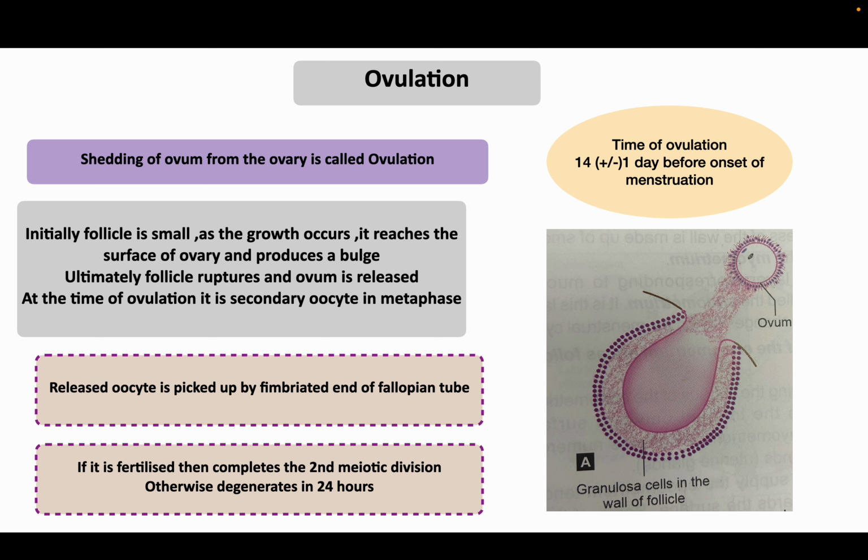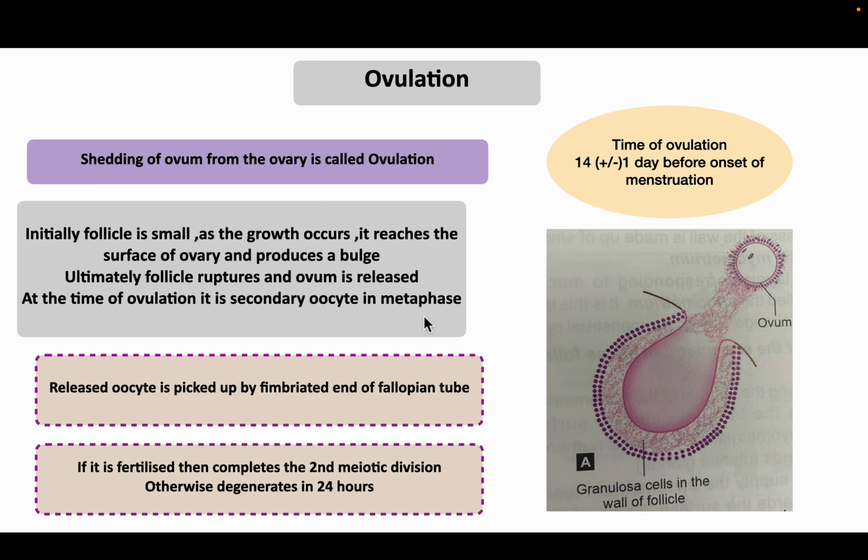Now ovulation happens on the 14th day plus or minus 1. So shedding of the ovum from the ovary is called the process of ovulation. Initially the follicle is small. As the growth occurs, it reaches the surface of the ovary and produces a bulge. Ultimately the follicle ruptures and the ovum is released. At the time of ovulation, it is a secondary oocyte in metaphase.